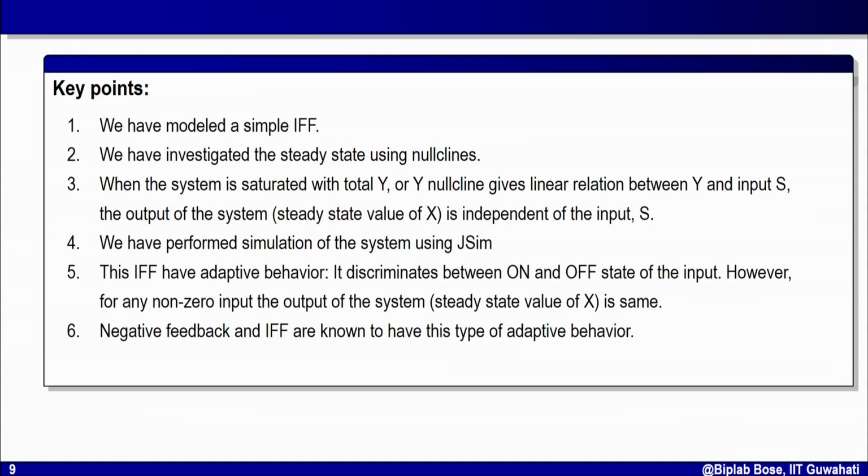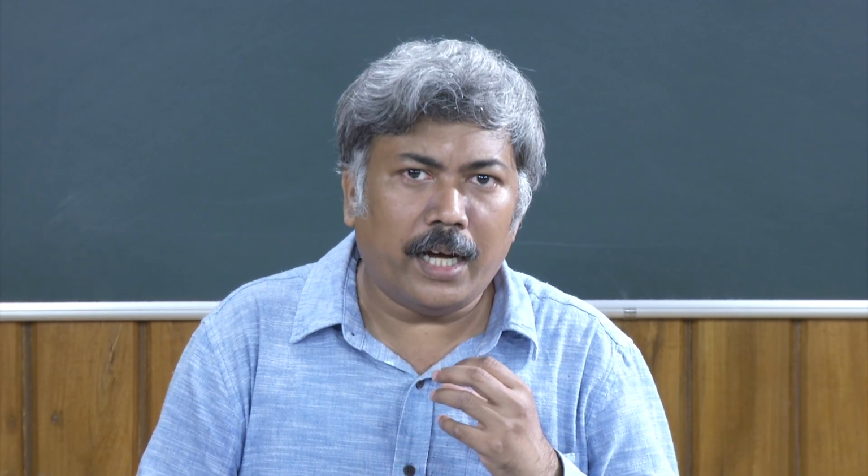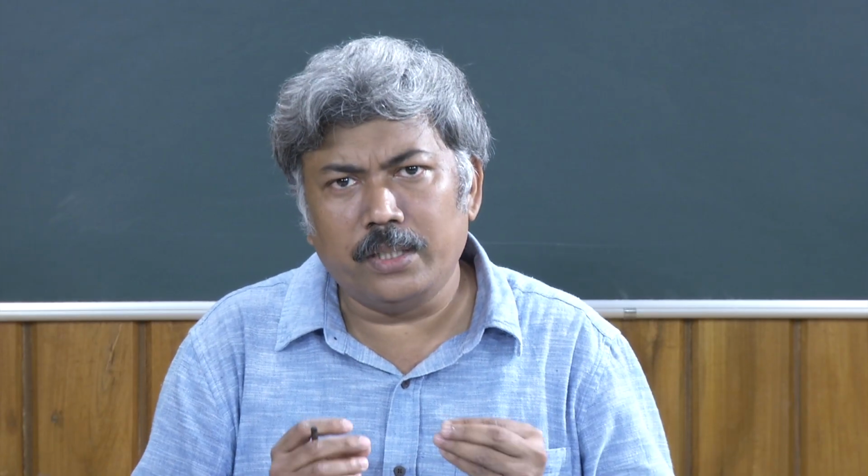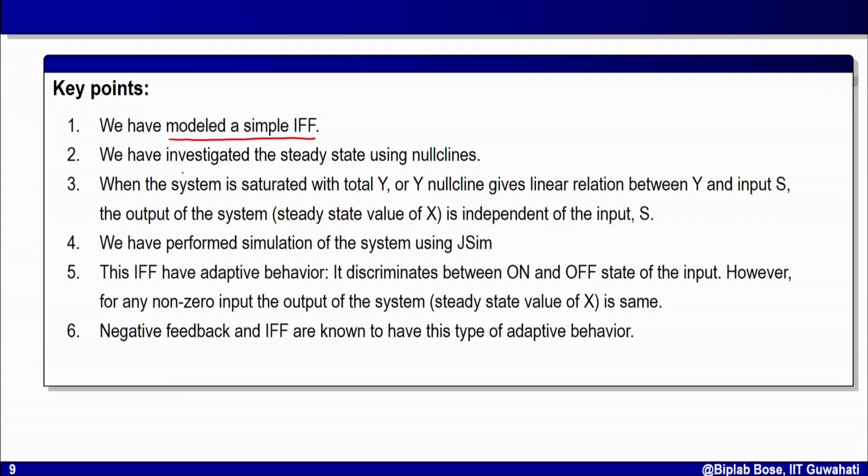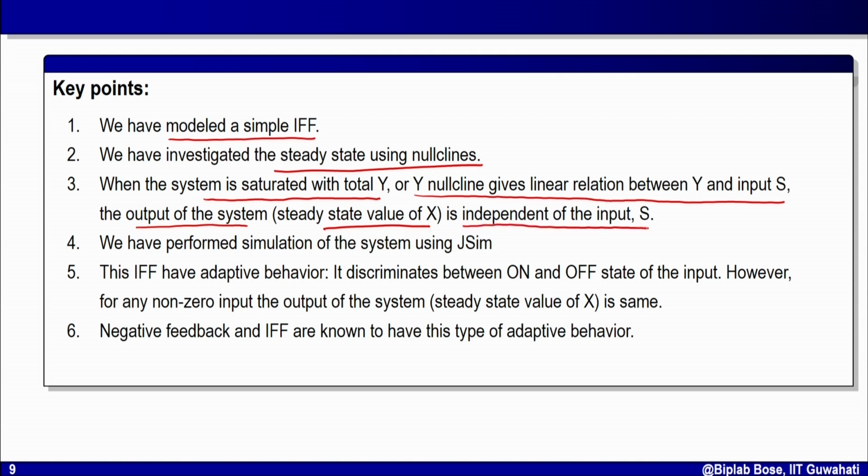Let us jot down the key points that we have discussed in this module. We have modeled a simple IFF, incoherent feedforward. We can make it complicated, we can consider the complex dynamics of that. To understand the basic feature of this system, I have considered a very simple IFF. We have investigated the steady state using nullclines. Then we have shown that when the system is saturated with total Y, or the Y nullclines give a linear relation with Y and S, then the output of the system, here the steady state value of X, is independent of input, that is S. This is the crucial one.